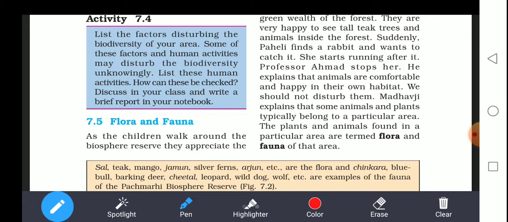So next we will study flora and fauna. This is about plants and animals, and how we conserve them. Thank you. Today's chapter is this much. Next we will study the next topic, that is flora and fauna.